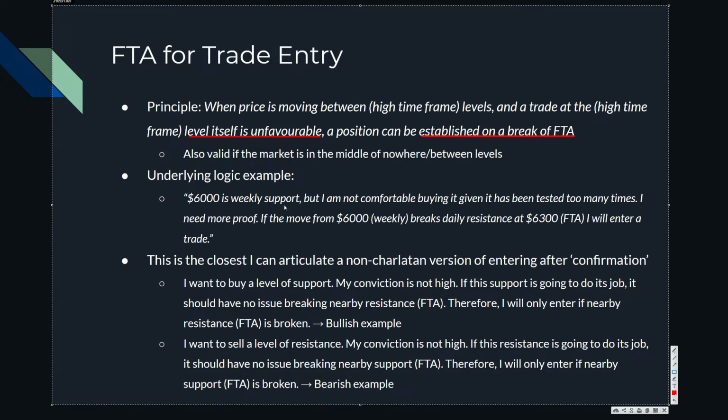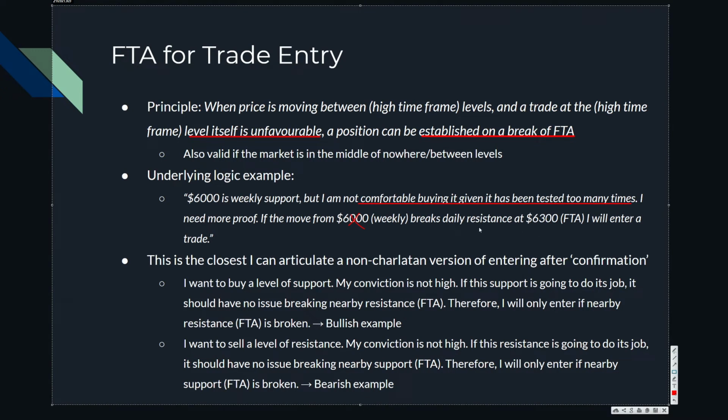So in this case, not comfortable buying it given it's been tested too many times. So the trade at the level, at the 6K level is unfavorable. So position can be established on a break of FTA. You're saying, I don't want to do business at 6K. I need more evidence. And what form does that evidence take?